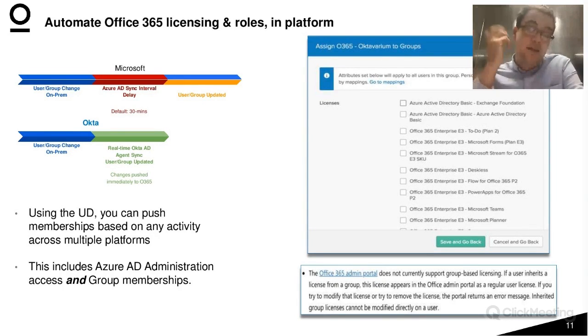And then on top of that, again, you can do Azure AD administration and group memberships driven out of stuff that's not traditionally in your identity stack, which is really, really important. It's a single point across all your applications.